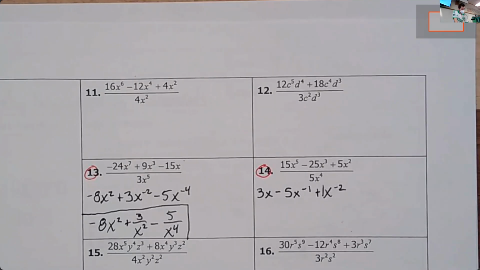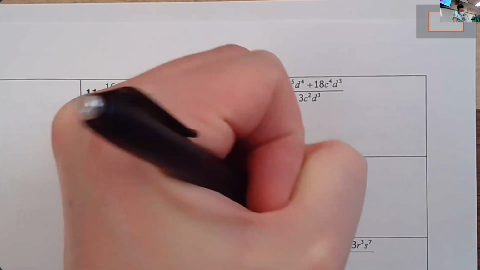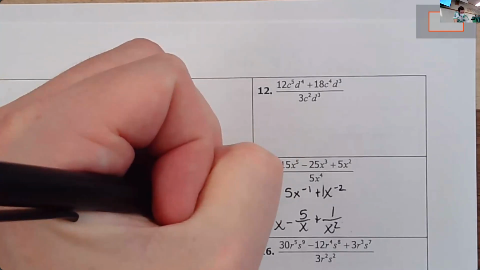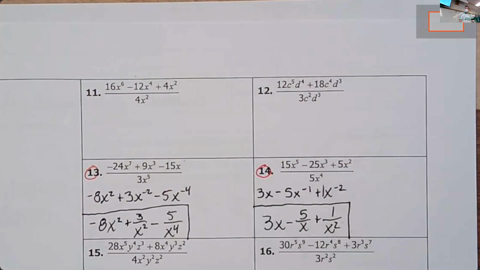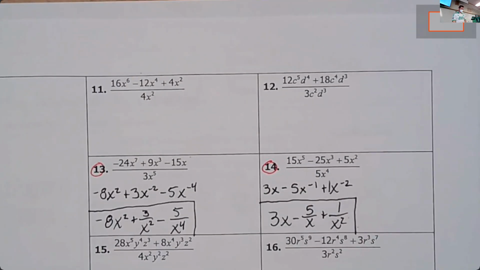Let me see what you have. Good. 3x minus 5 over x plus 1 over x squared. Nice. So the x to the negative 1 has to go underneath the negative 5 as x to the first power, or just x. And then the x to the negative 2 has to go underneath the 1 as x squared, because we have to have positive exponents. Got to have positive exponents in our final answer.